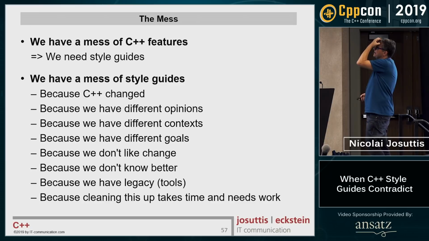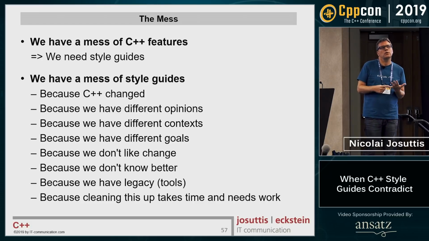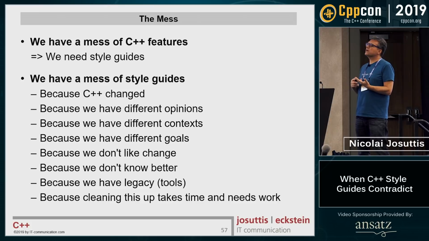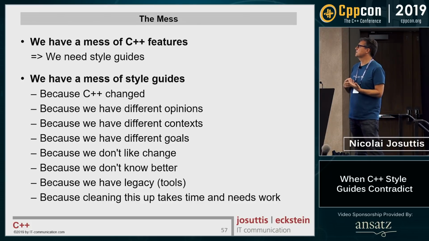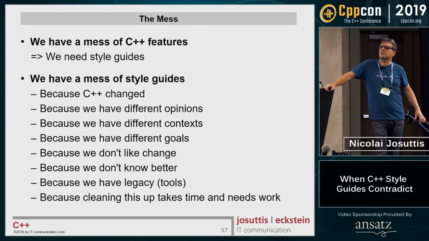We have a mess of style guides. That's a problem, so we need them, but we have a mess there because C++ changed over time. We have different opinions about what is right. We have different contexts where we use C++. We have different goals for what we want to do with C++. We have that because we don't like change. We don't know better yet. We have legacy tools that don't support the new ways. And because cleaning up all the style guides needs time and work. Remember that the core guidelines are still at version 0.8, and the number of updates has been going down. I understand that. That's not to complain. The problem is, yes, it's a huge task to tame the beast.